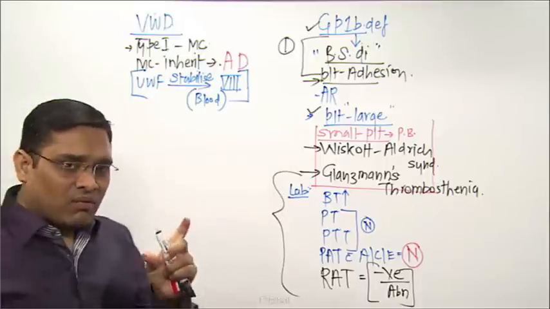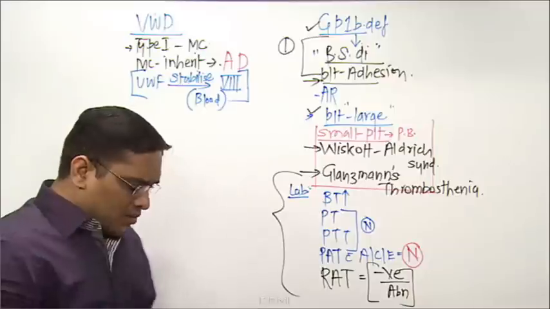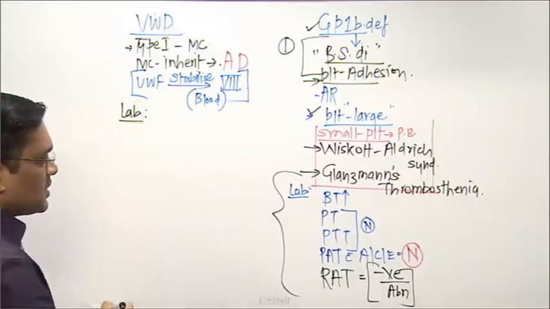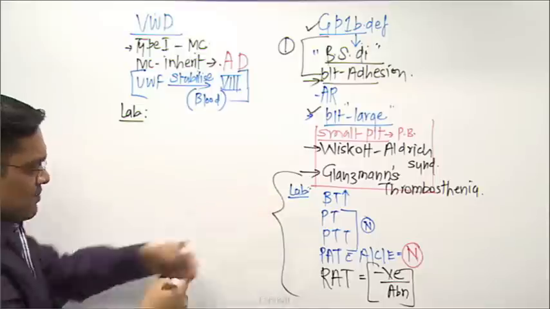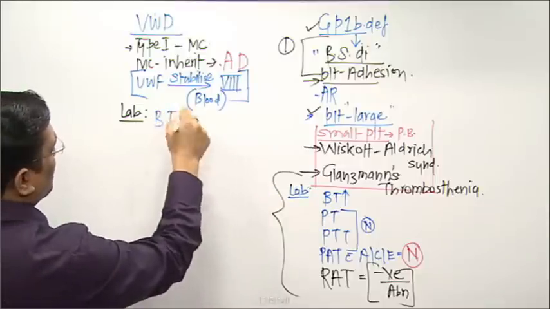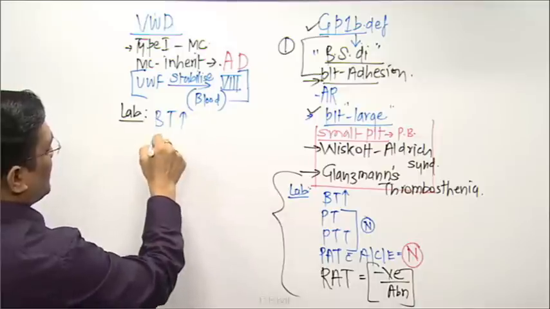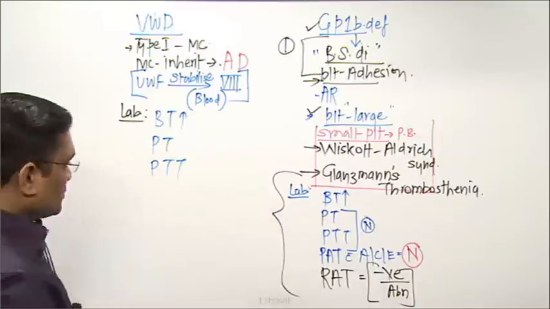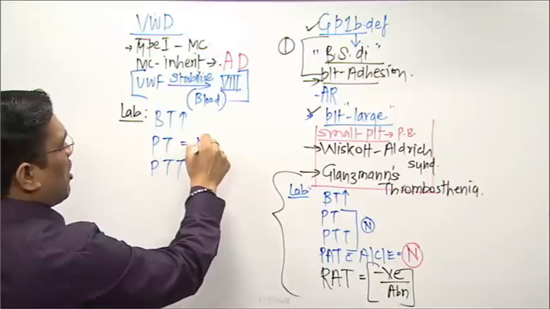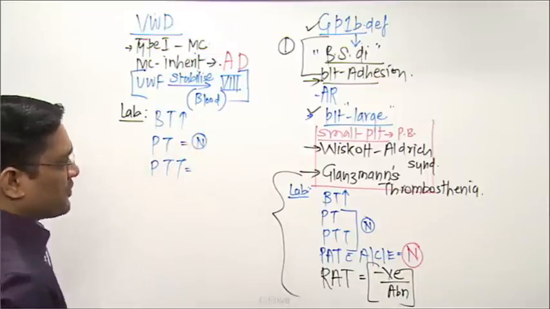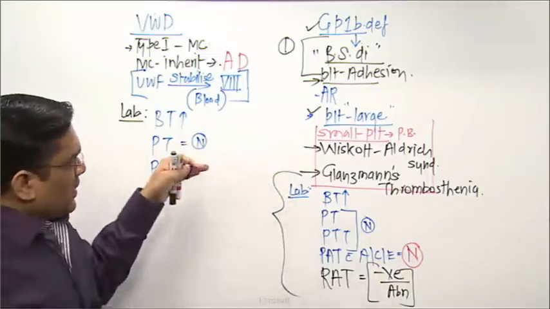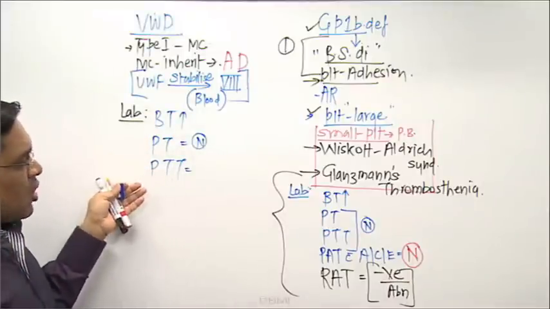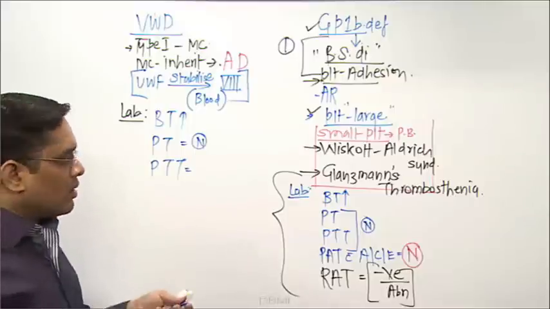So in case of von Willebrand disease, what will be the lab finding? Now you will see what is the lab test. Bleeding time will be prolonged. PT and PTT, what you will see? Prothrombin time will be normal, and here comes the twist. See, this is a bleeding disorder which is a platelet disorder, but in this platelet disorder what we will expect?